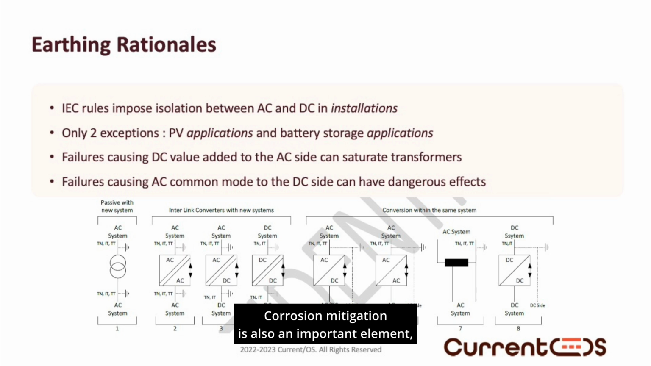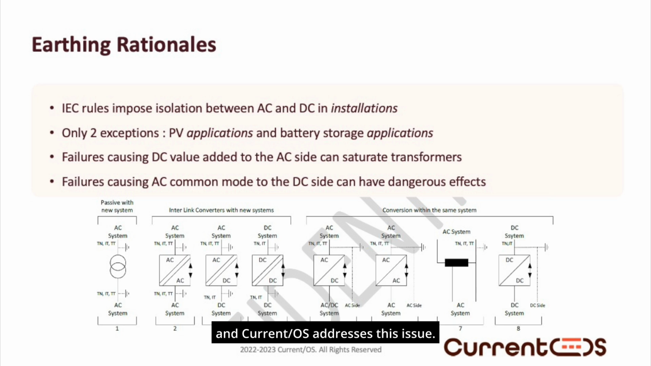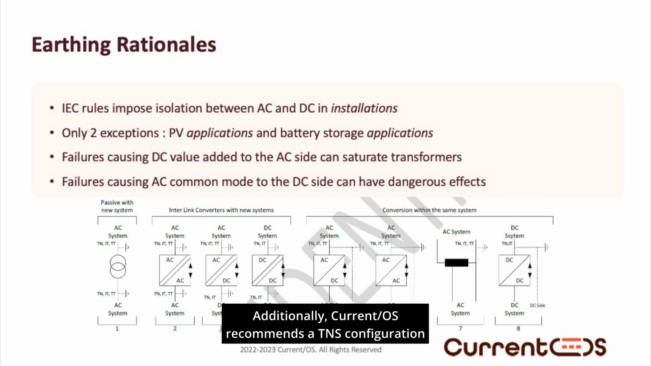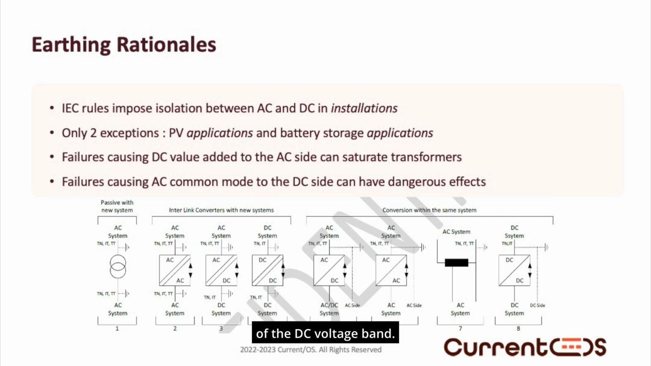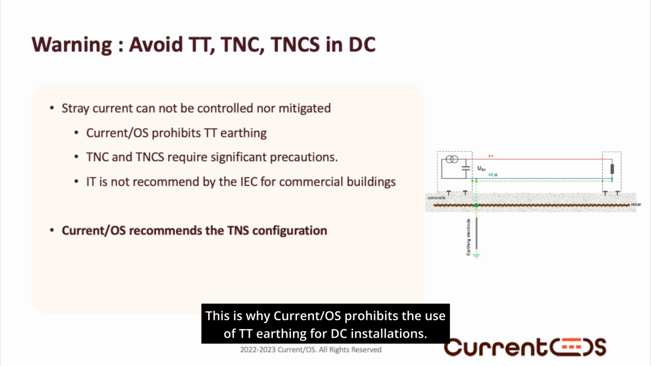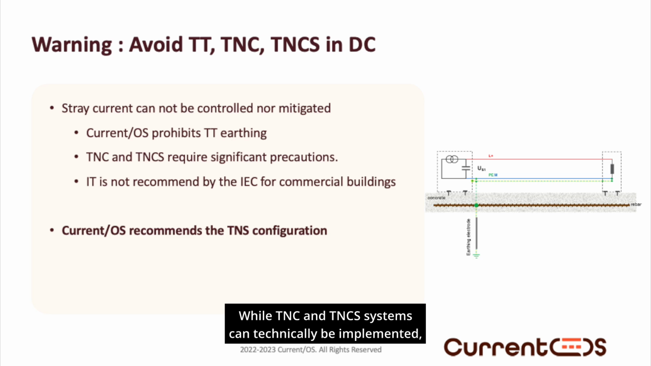Corrosion mitigation is also an important element, and Current OS addresses this issue. So Current OS mandates galvanic isolation between AC and DC systems. Additionally, Current OS recommends a TN-S configuration or single-point grounding for the DC side, earthing the midpoint of the DC voltage band. It's also essential to implement corrosion mitigation measures. This is why Current OS prohibits the use of TT earthing for DC installations. While TN-C and TN-C-S systems can technically be implemented, they require significant precautions, making them less favorable.